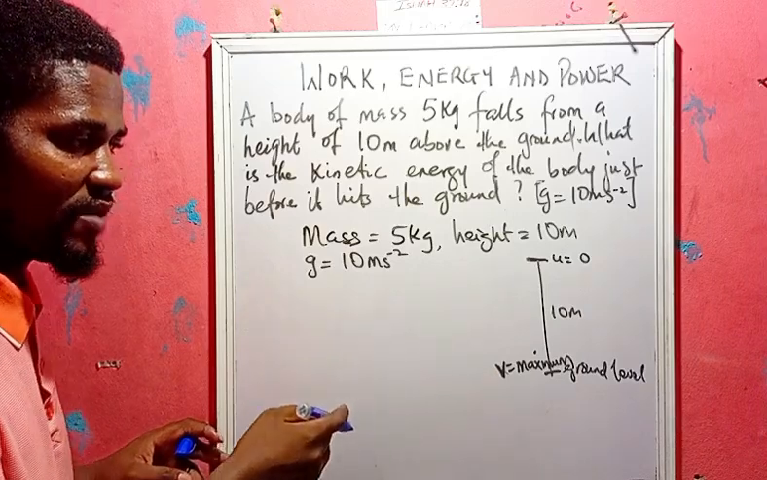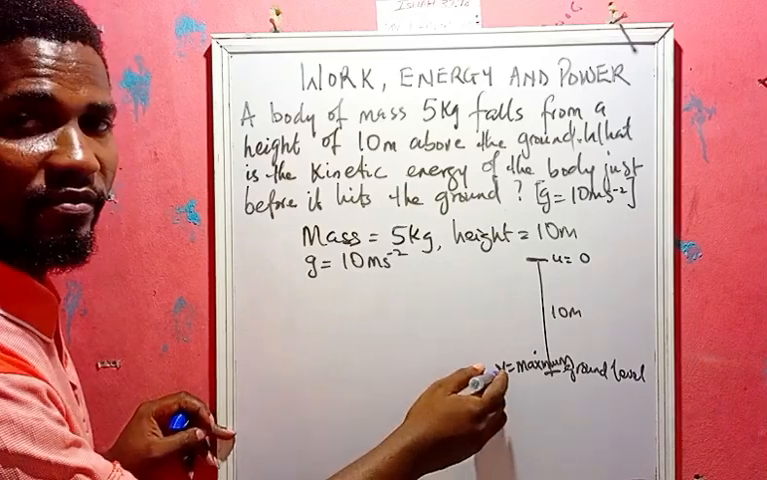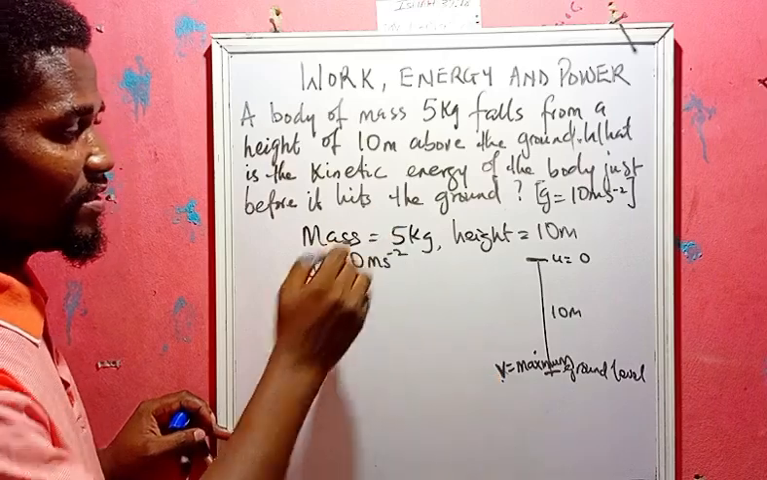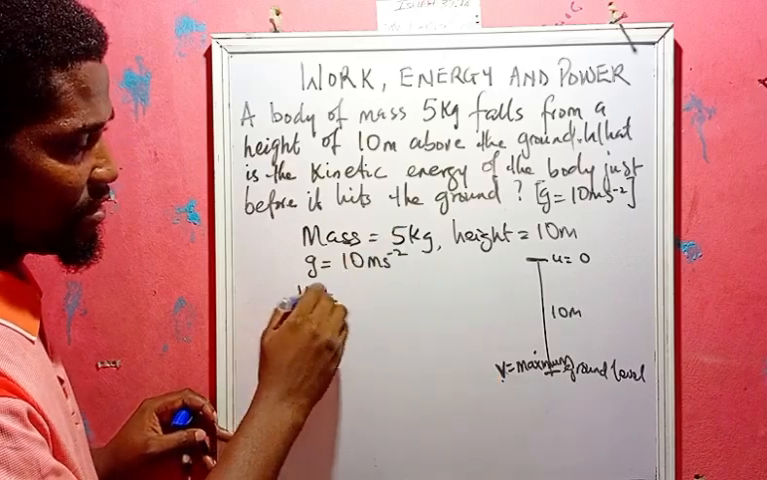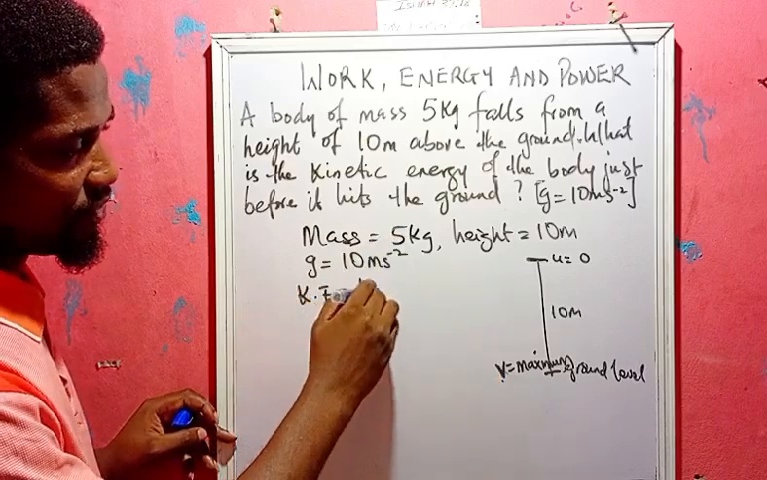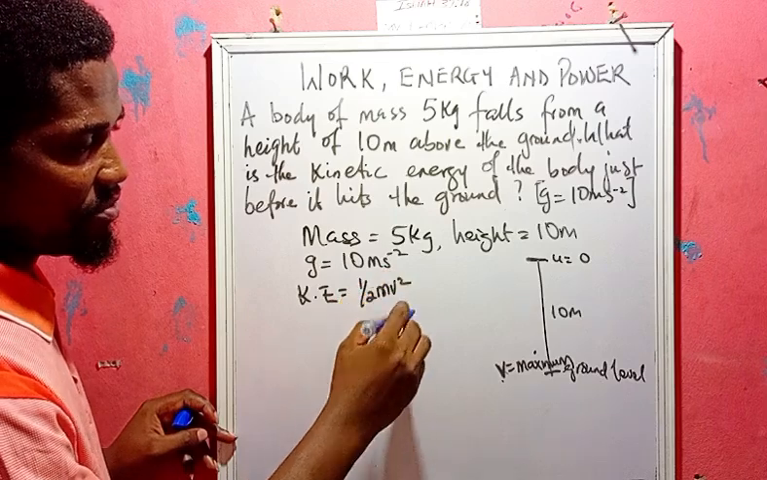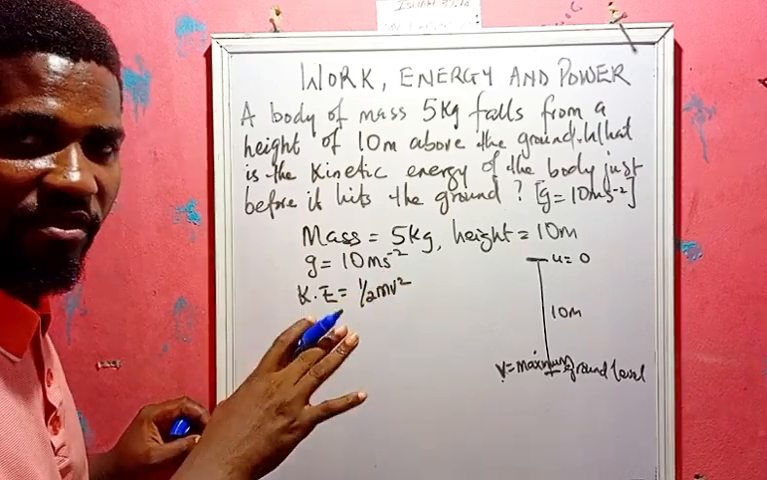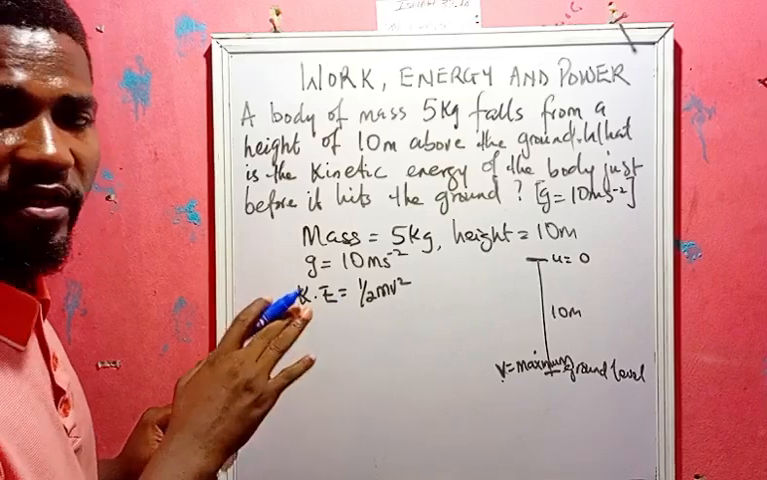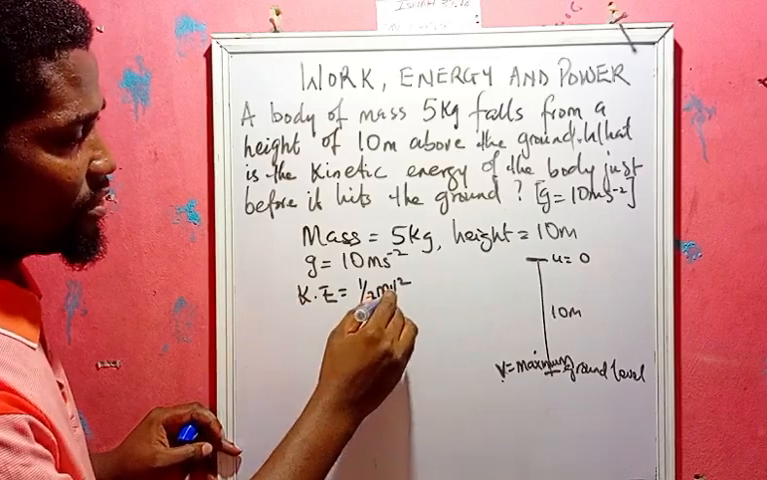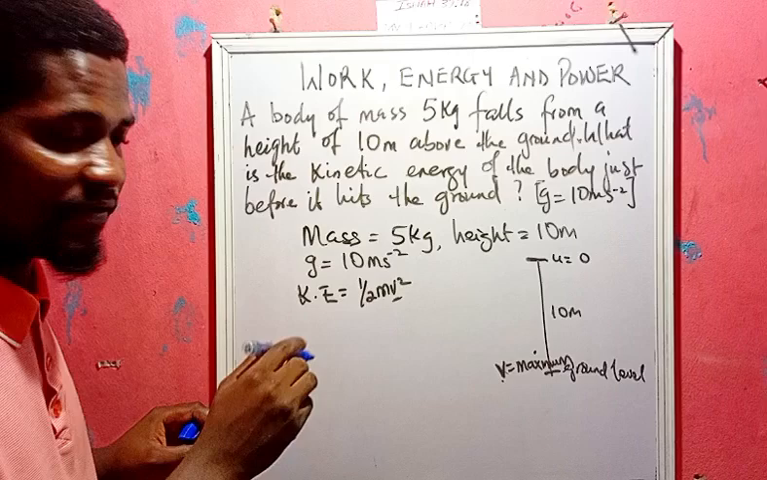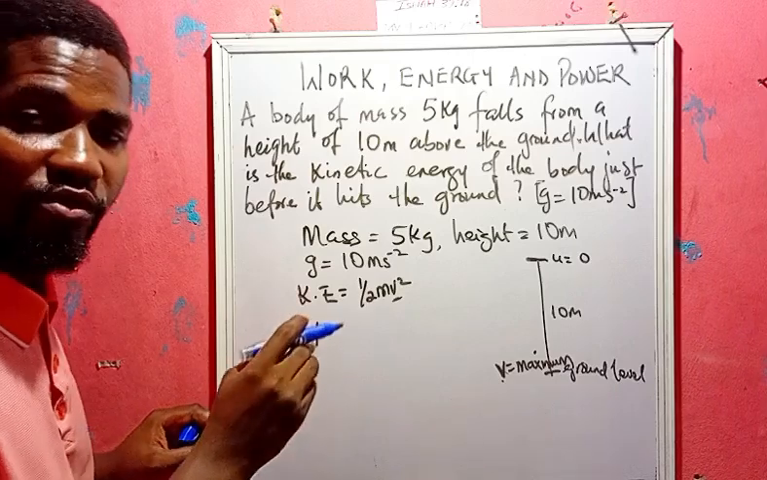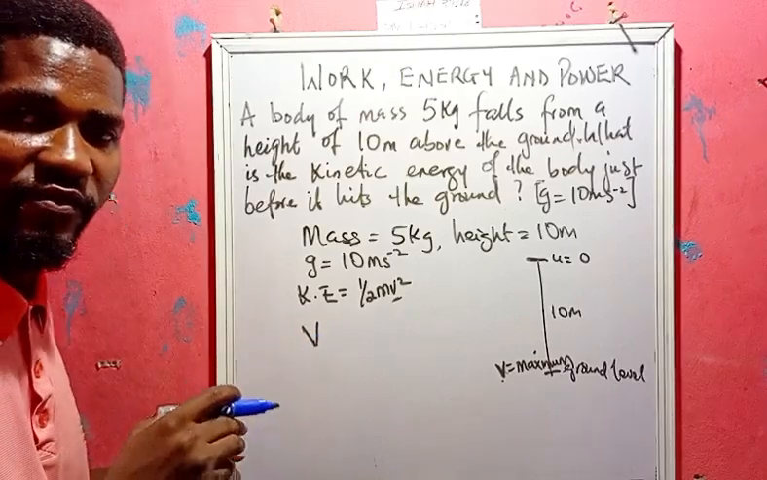Now we have to first of all find our velocity before we can look for the kinetic energy, because kinetic energy is equal to 1/2 mv squared. Remember that potential energy is mgh, but we won't be using that here. We're looking for the kinetic energy, but we need to get our velocity, which is the final velocity. We're going to use one of the formulas of motion to get the velocity.